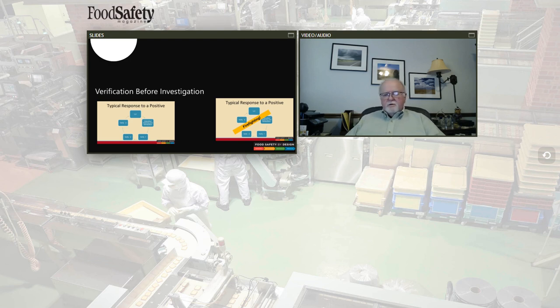First thing to do after notification is to initiate an investigation, prepare a hypothesis, define scope, and investigate. This means sampling. Gather data before destruction of evidence. It is most likely the positive was a transfer point, not a harborage site. Let the investigative data drive the process.